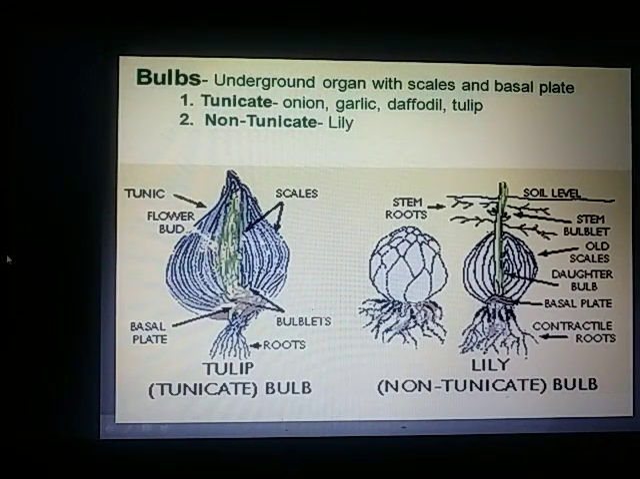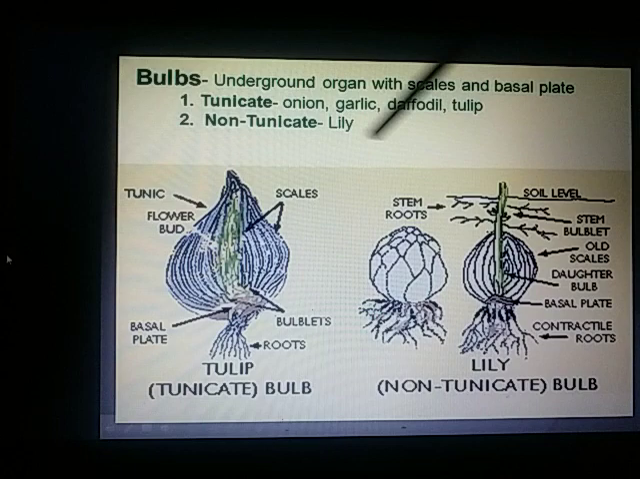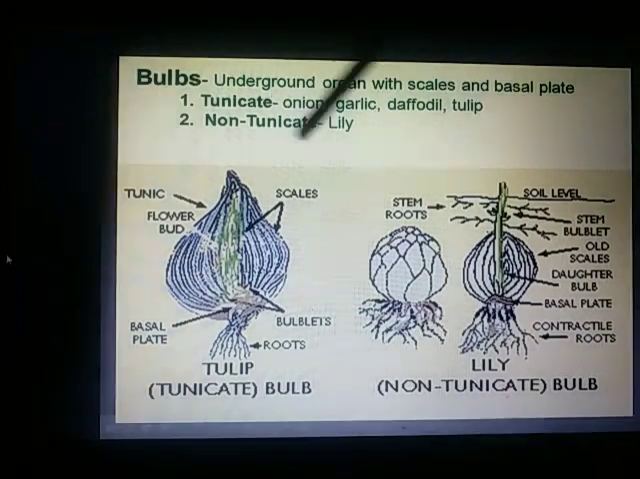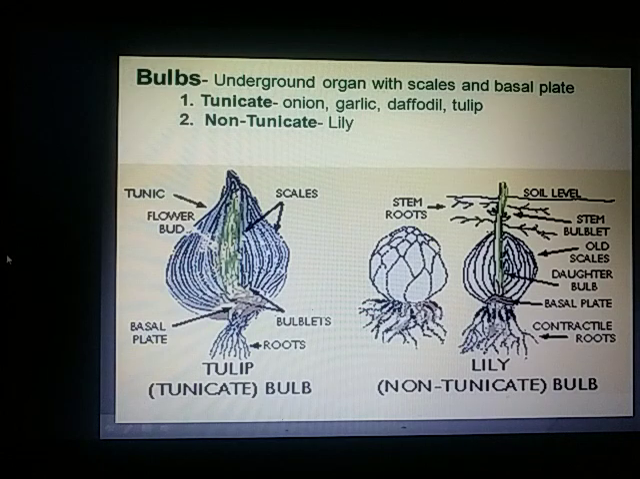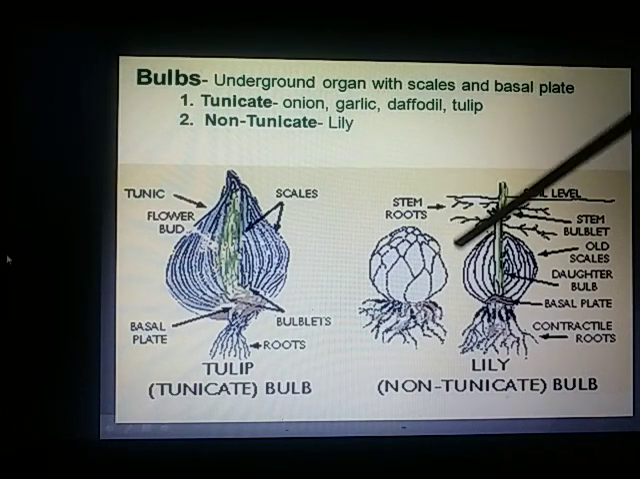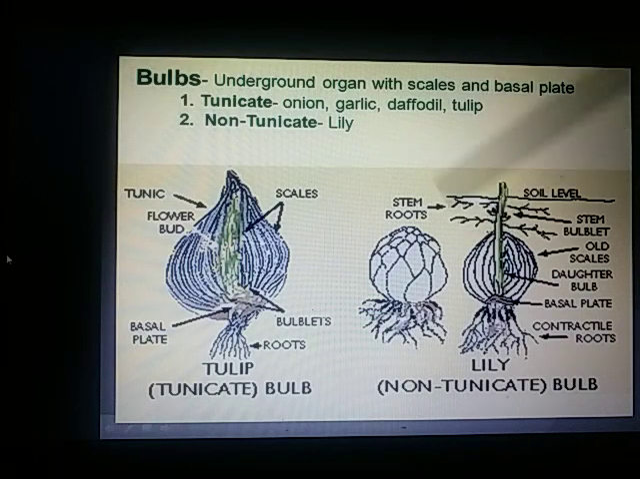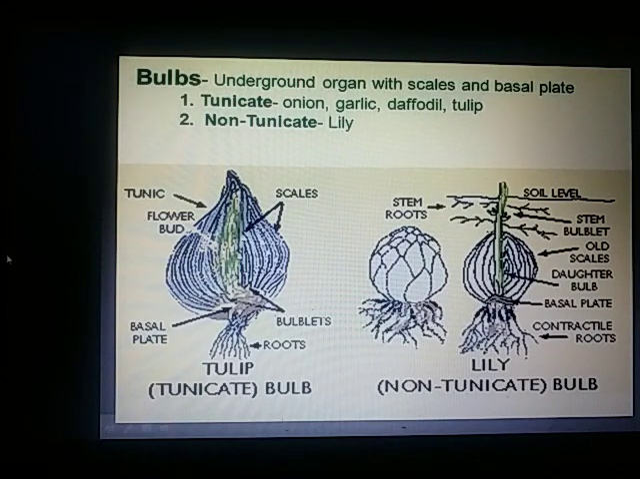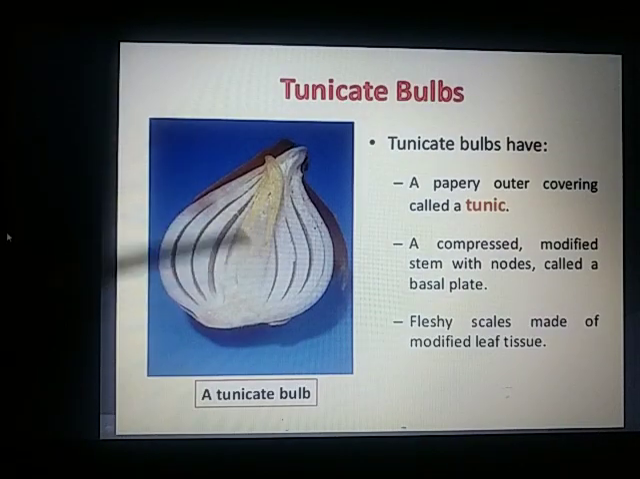A bulb where the scales are arranged in a concentric manner, and which is also covered by a papery appendage called the tunica. The best example for that is Allium cepa. Some bulbs are there where the scales are not arranged in a concentric manner, and there is no tunica, and what it is called is a non-tunicated bulb. The example for that is lily. And also this is a tunicated bulb.